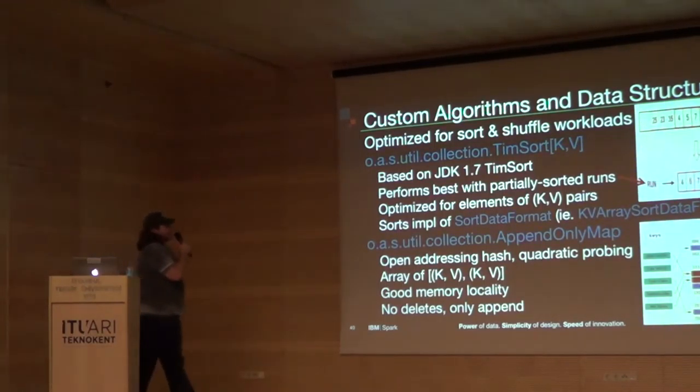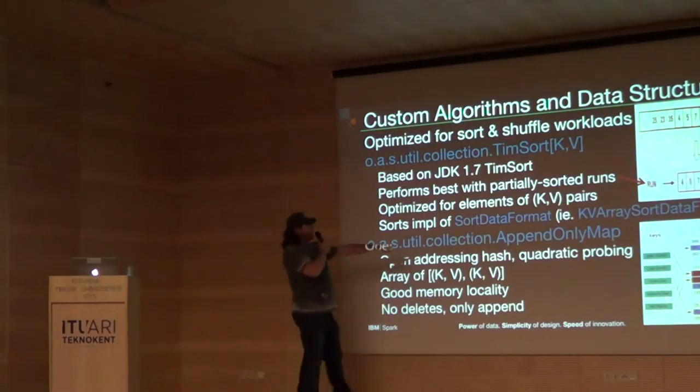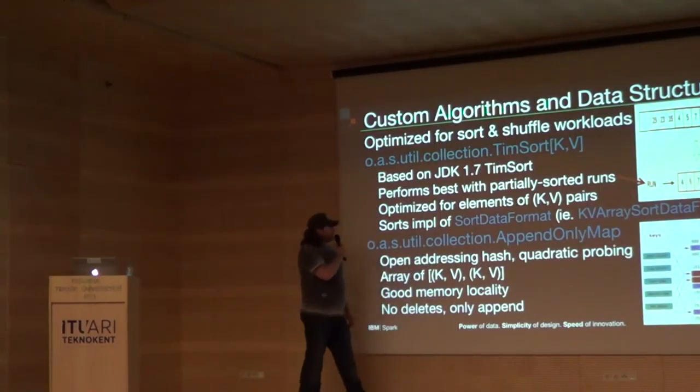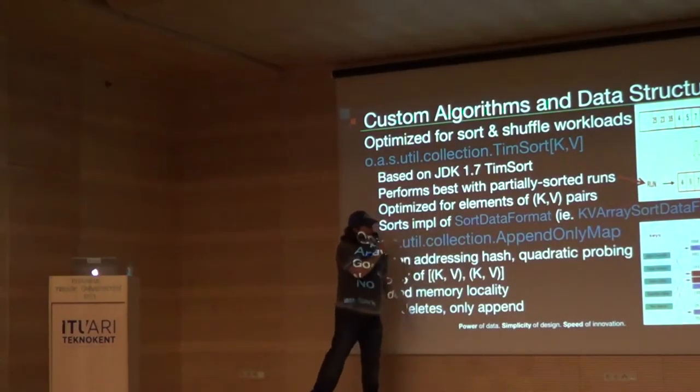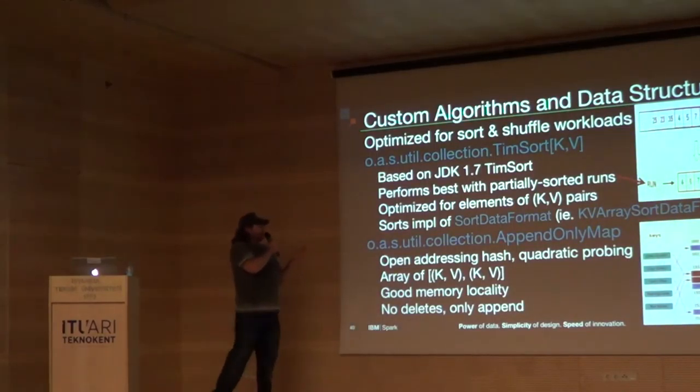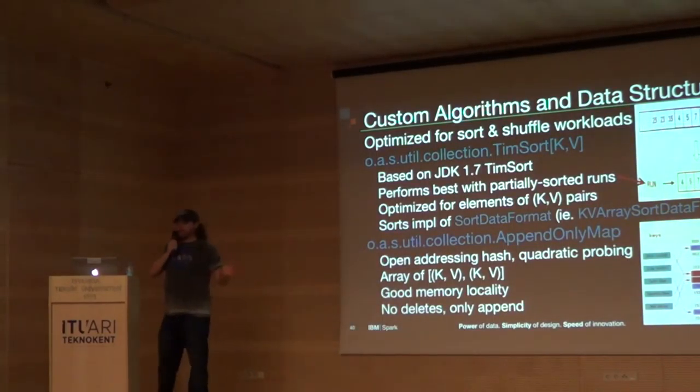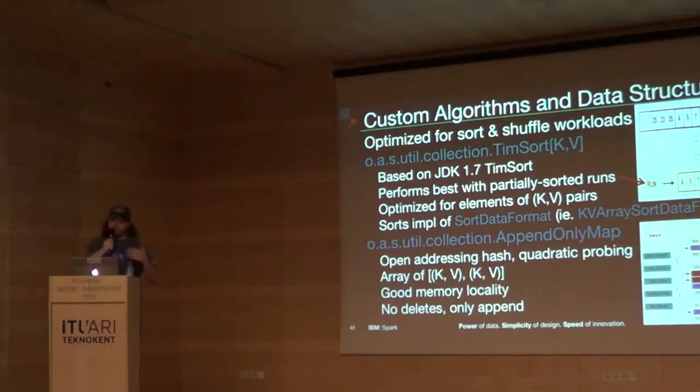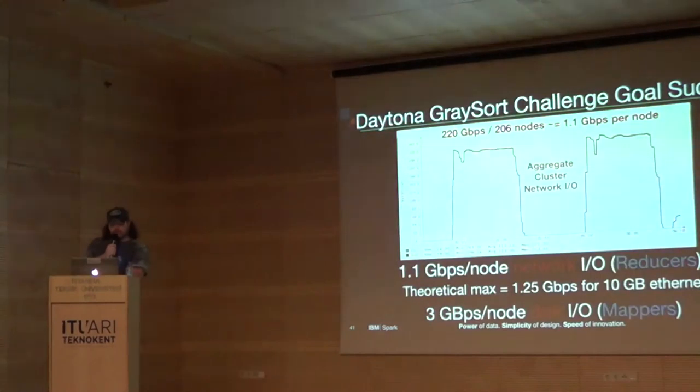And then this is the replacement for the Java util HashMap. It's the append-only map. They're able to use open addressing, quadratic probing, some things that are not optimized for the general case. So they're not being used by Java util HashMap, but they do come in handy here. Good memory locality. But you lose the ability to delete values out of the map, but there's no need to do that.